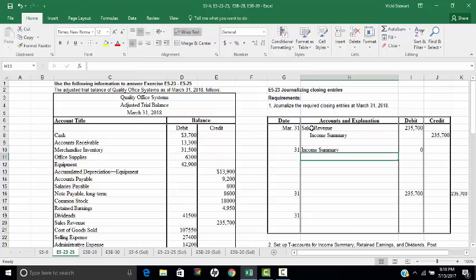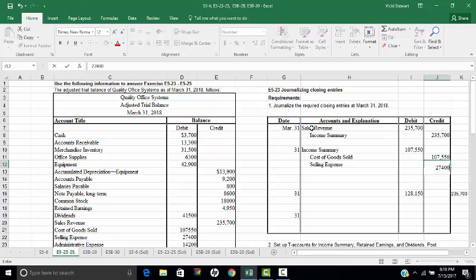So we're going to debit income summary and credit cost of goods sold for $107,550, selling expense for $27,400, administrative expense for $14,200, and interest expense for $2,800.